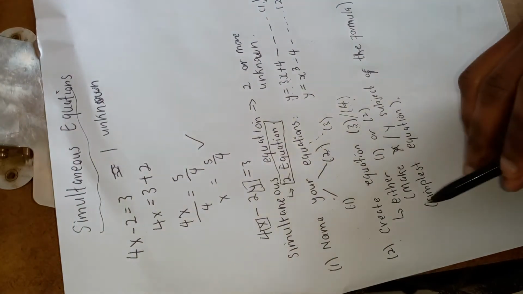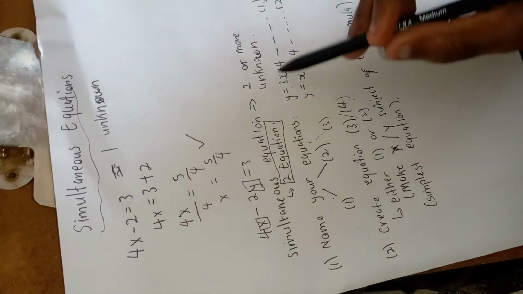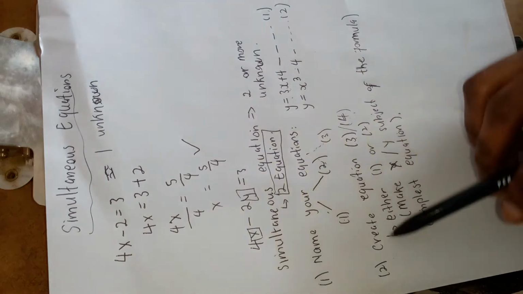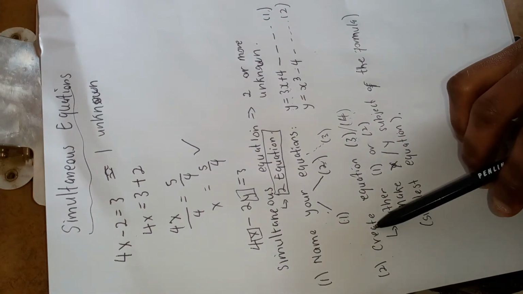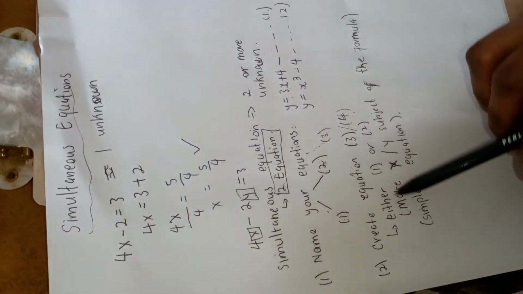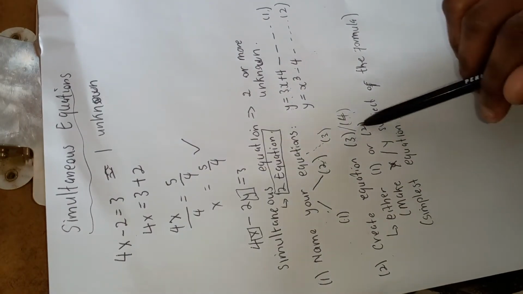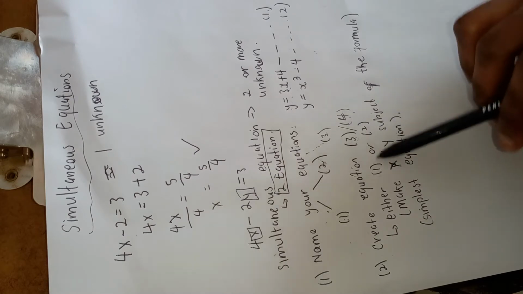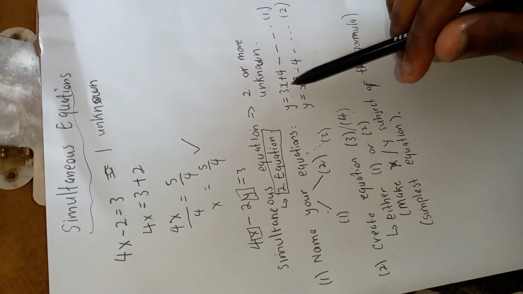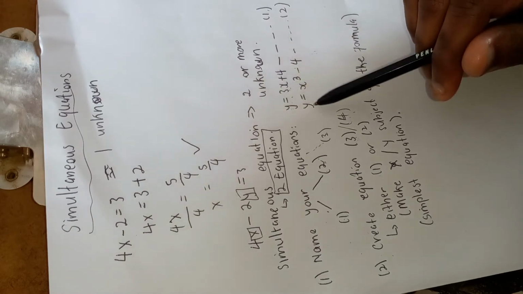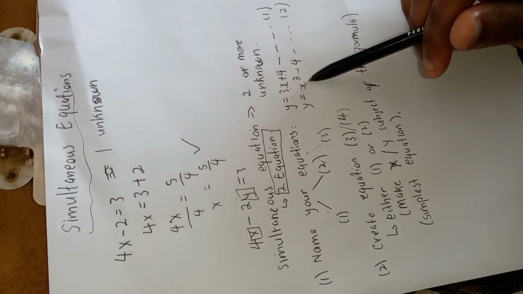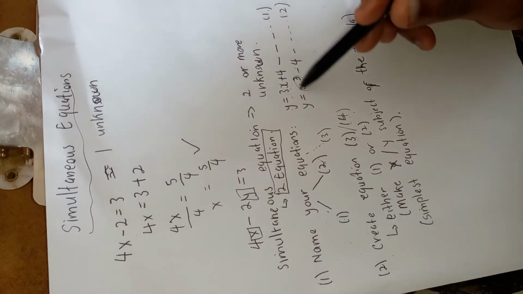Okay, so for this step, let's use this example that we had. We had two equations, equation 1 and equation 2. And the second step says now you create your equation 3. How do you create your equation 3? You create it either from equation 1 or equation 2, which are the equations that we already have. Equation 1 is y equals 3x plus 4, and the other equation is y equals 3x to the power 3 minus 4. So x to the power 3, this is a more complicated equation.